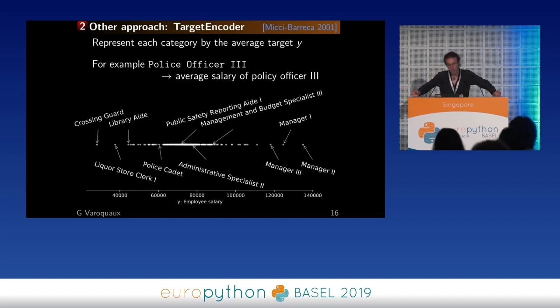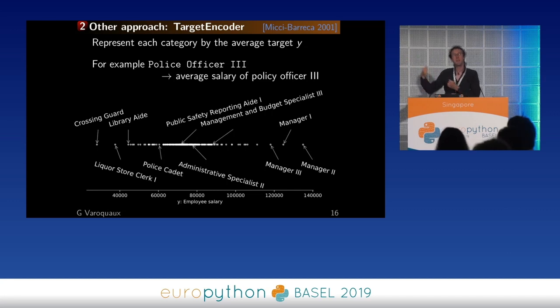That's called target encoder. It's not known well enough. The idea being that we're going to represent each category by the average target. So for instance, we're going to represent the police officer 3 by the average salary of the police officer 3 in our database if we're trying to predict the salary, right? So this gives us a 1D representation of all the categories. I've shown it here. So all our categories are embedded in one dimension, which is the average salary. And so you can see that in the database, the person who makes the least amount of money is the crossing guard. And the person who makes the most amount of money is the manager 2, actually.